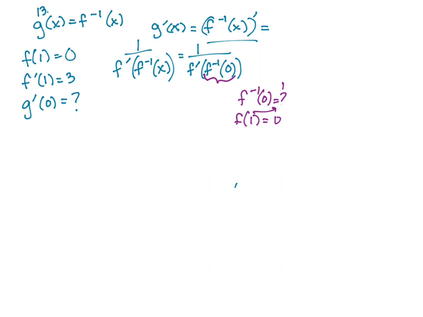Is that making sense? You got to read it backwards. So f inverse of 0 is 1. That means I'm subbing this out, and instead I'm plugging in the 1 right there. Wasn't that sweet? So now we have 1 over f prime of 1, and they told us that's 1/3. Ta-da!